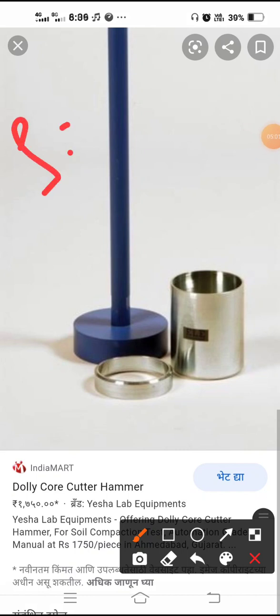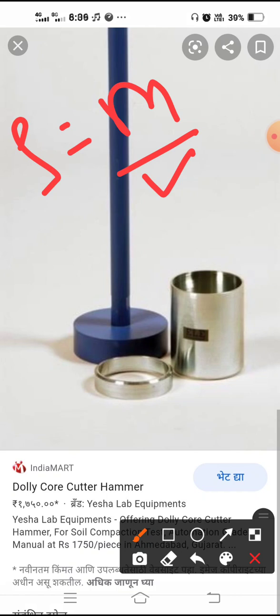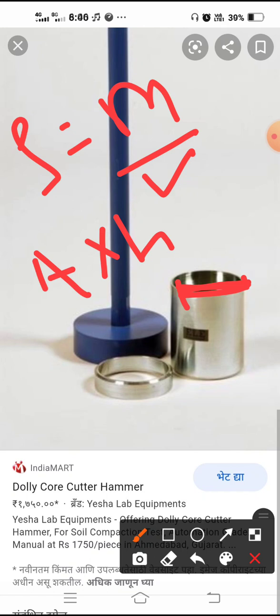This bulk density is equal to mass upon volume. This volume we can easily measure by using a scale or by using already known dimensions. So this volume is nothing but the area multiplied by height, or length. How can we find the area? By using a scale, measure the diameter of this core cutter. As we know, the diameter of the core cutter is 10 centimeter.